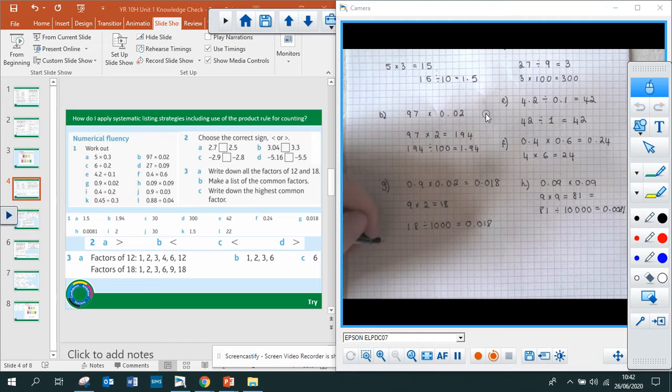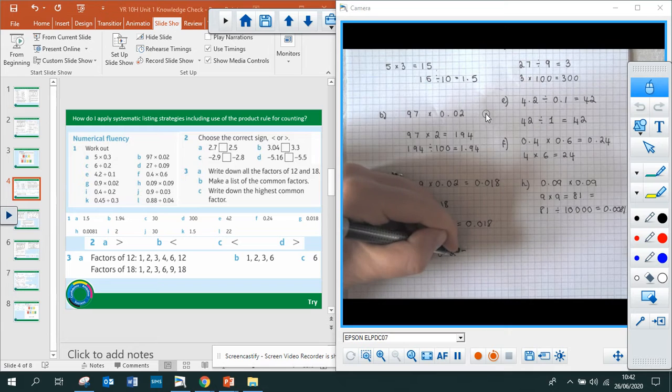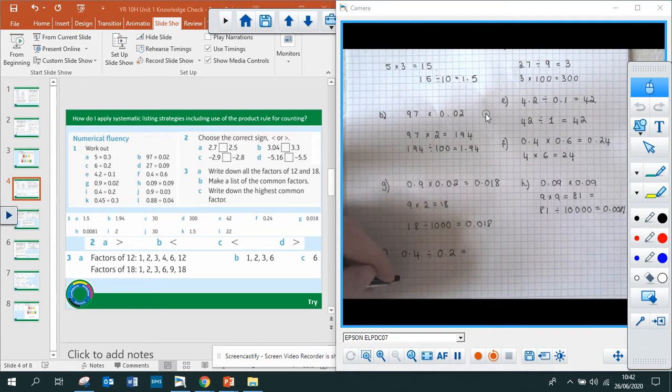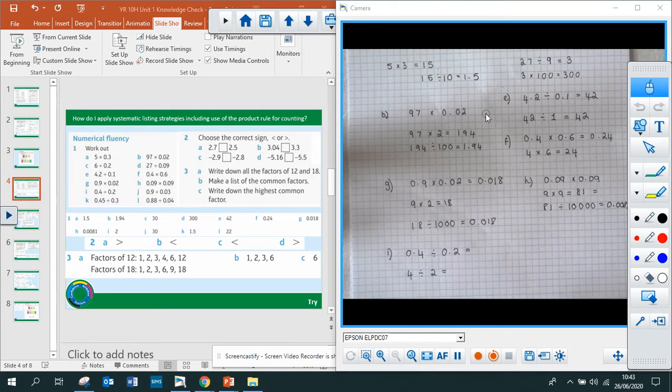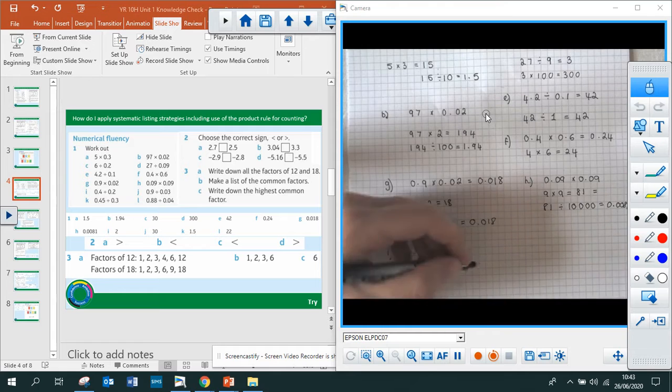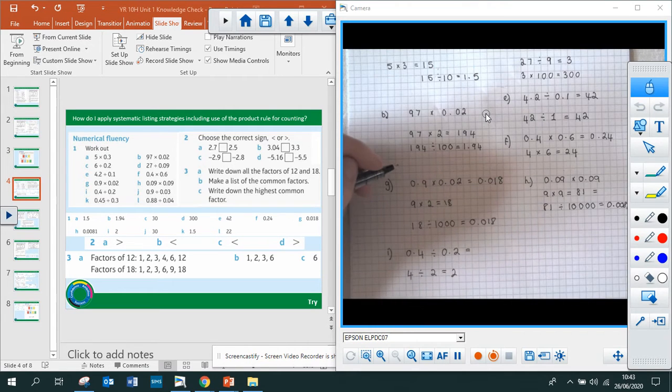I, 0.4 divided by 0.2. Remember, with division, I'm going to make this into 4 divided by 2. As I've done the same thing to both parts of my division, it's not going to change my answer. So 4 divided by 2 is 2, and 0.4 divided by 0.2 is therefore 2 as well.